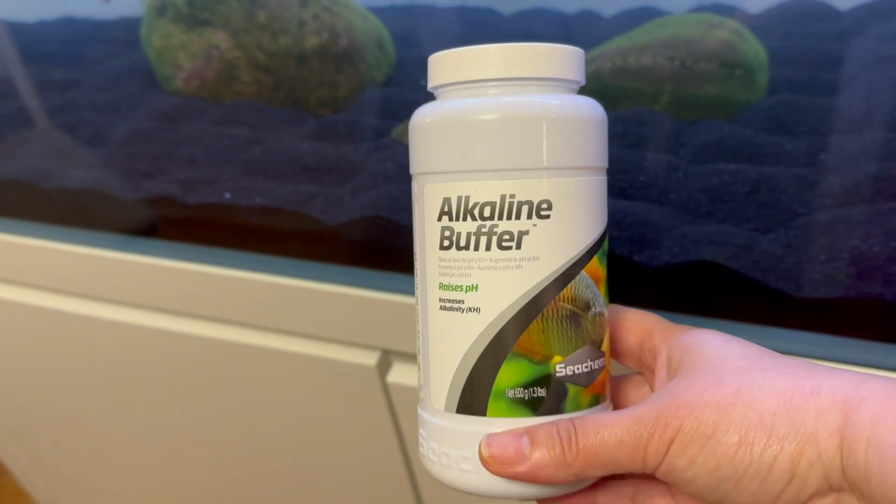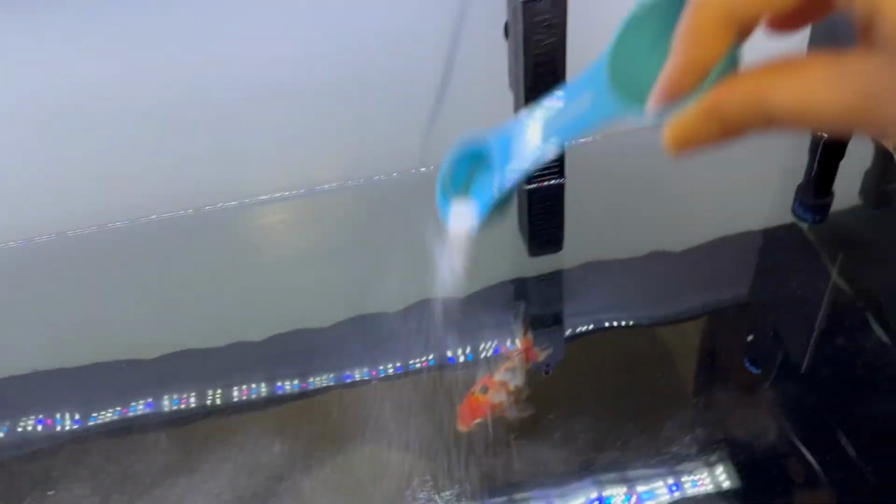I know I threw a lot of information at you, but I really hope that it helped you understand alkalinity, why it's important, and how to figure out if you need to manually intervene in order to help keep a stable pH for your fish.